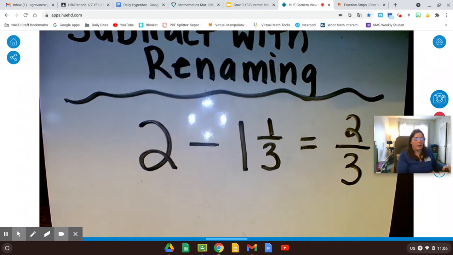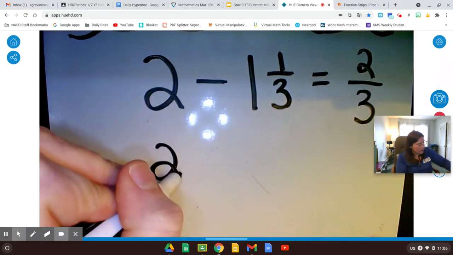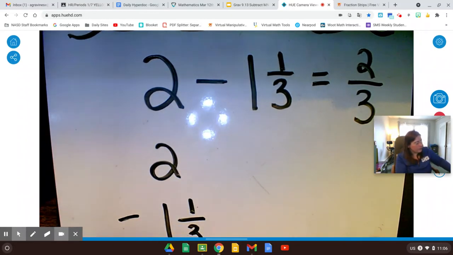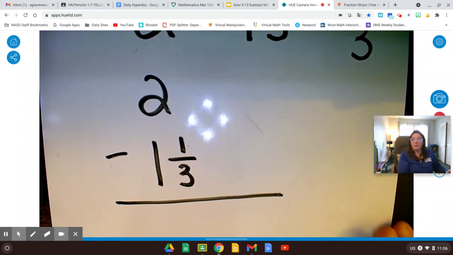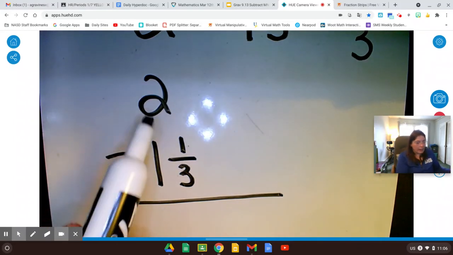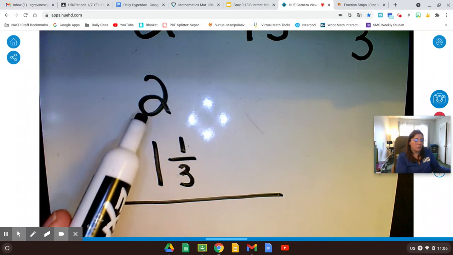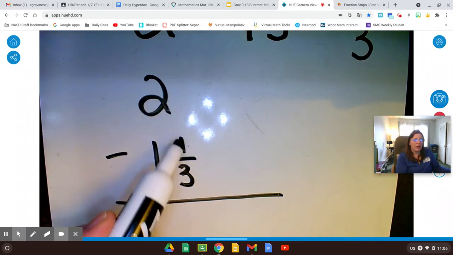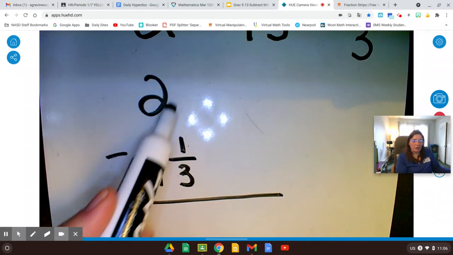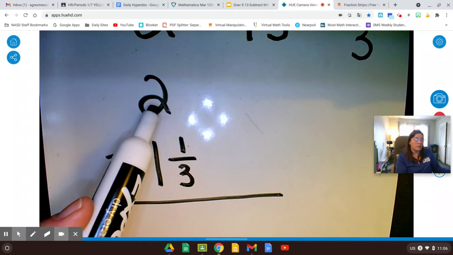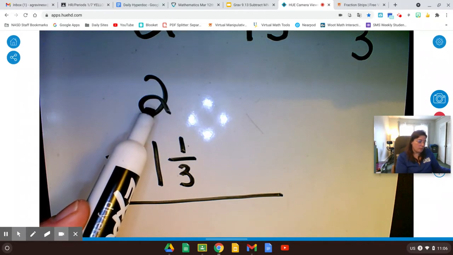First off, just like we have been, I'm going to line up my problem vertically. Whenever we have fractions or mixed numbers that have different denominators, we've been lining them up vertically. So again, I have 2 wholes, but I need to take away a whole and a fraction. 2 is not currently written as a fraction or mixed number, and I want it to be. So here's where things can get a little tricky.